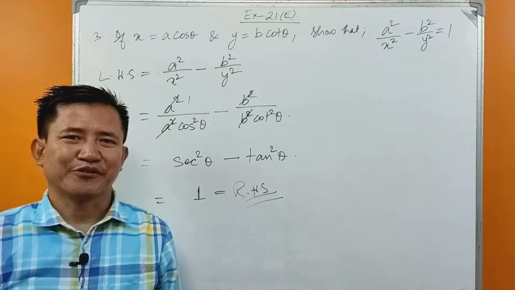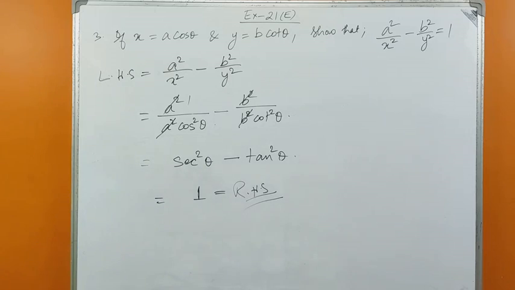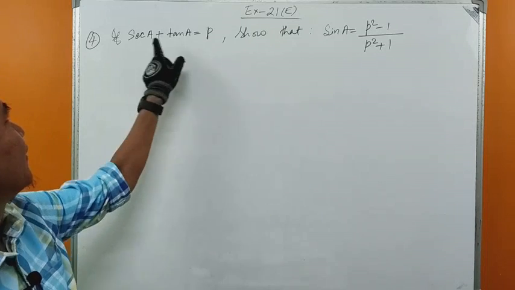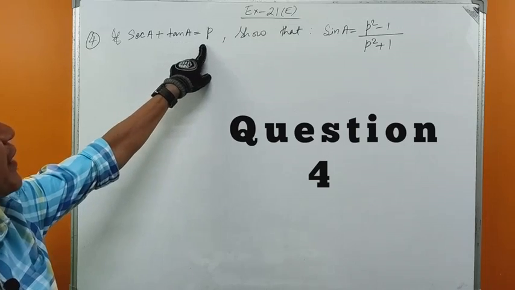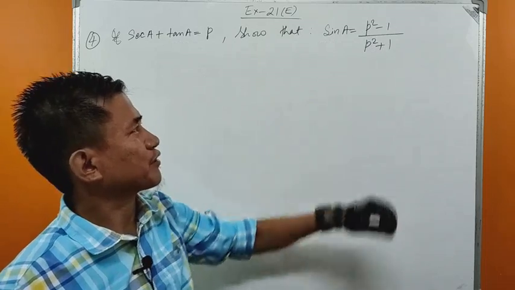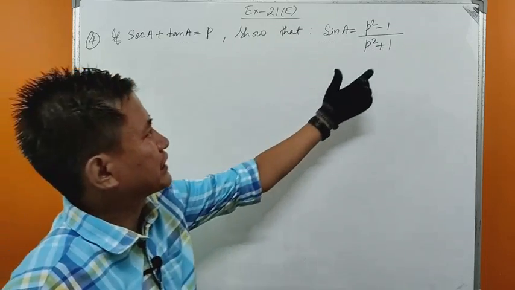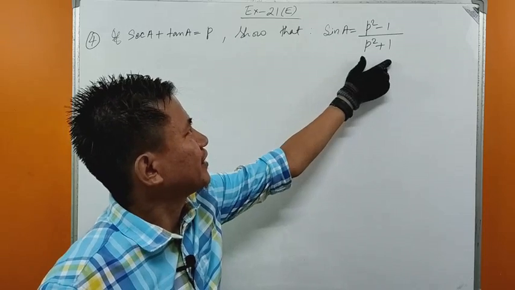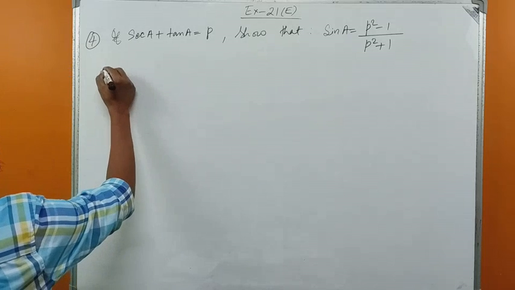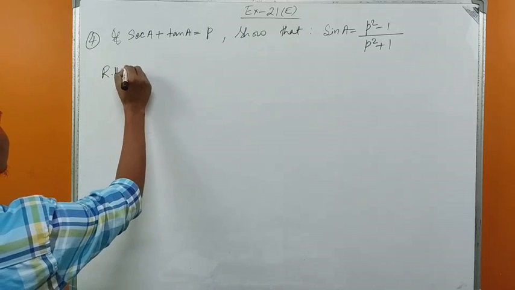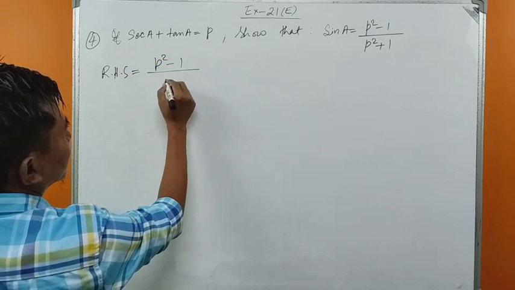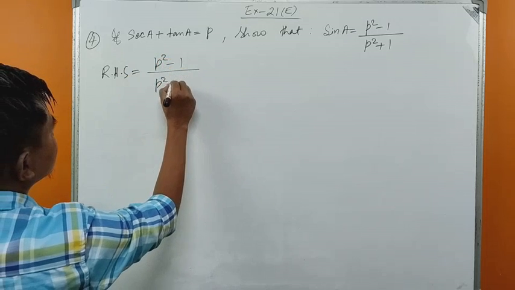Now let us do question number 4. From exercise 21E, we have sec A plus tan A equals P, and we are asked to prove sin A equals P square minus 1 upon P square plus 1. So let's use the right hand side of this equation and prove this equals the left hand side, that is sin A. So RHS equals P square minus 1 upon P square plus 1.